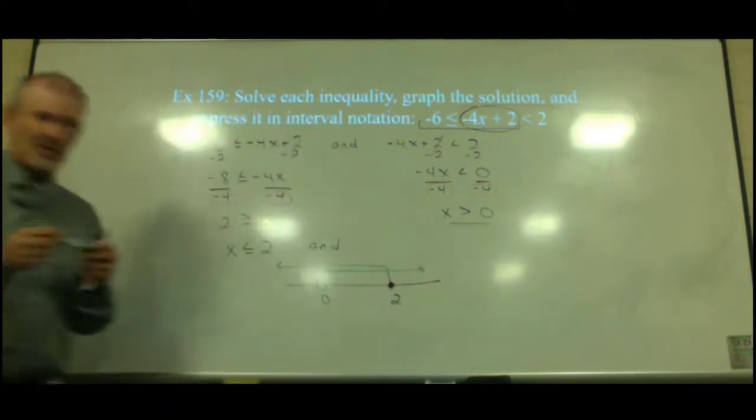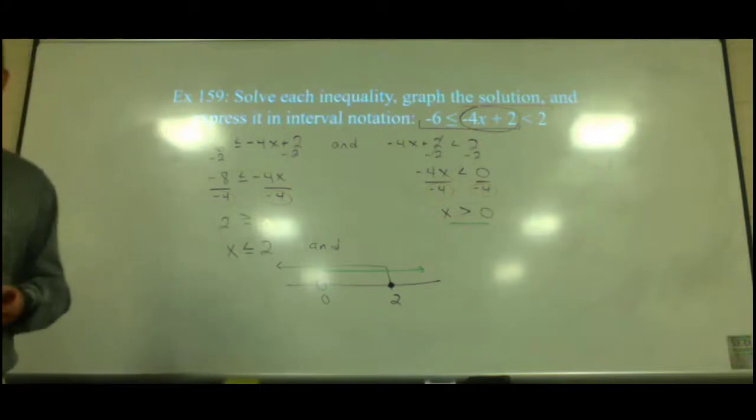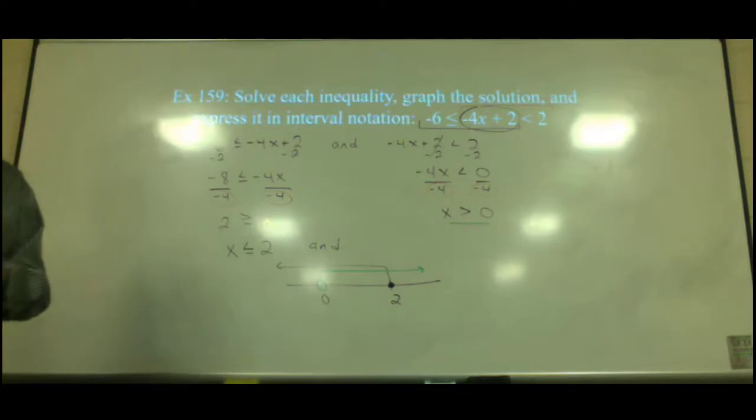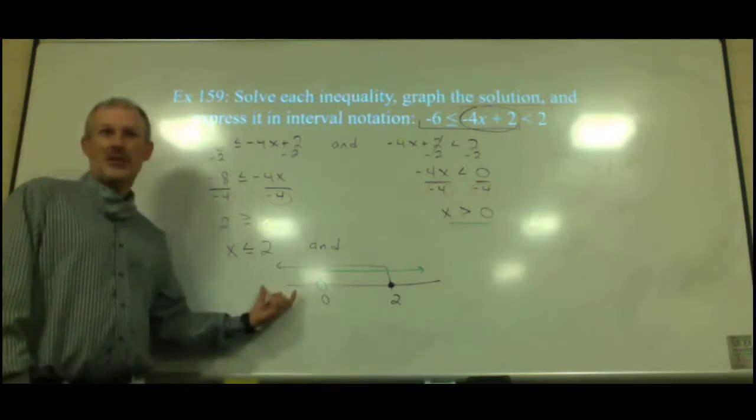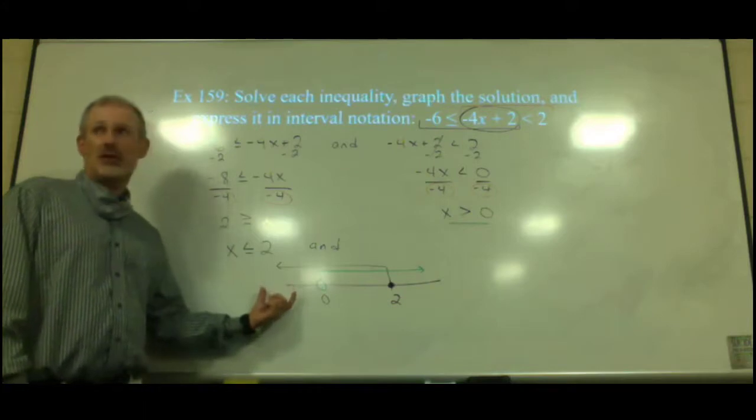Now remember, for an AND statement, we need this to be true for both parts of the inequality. So if we look out here, is this area out here to the left of 0 true for both parts of the inequality?